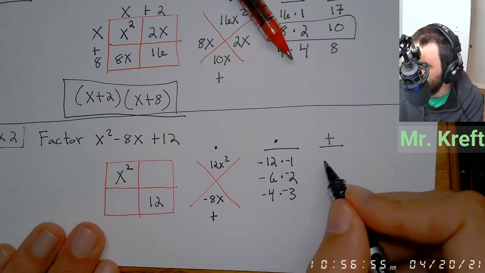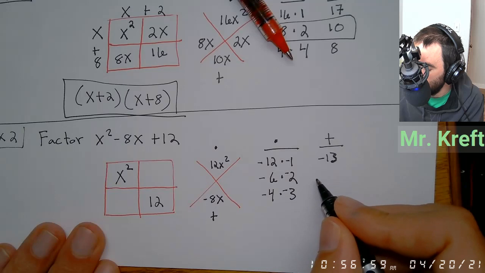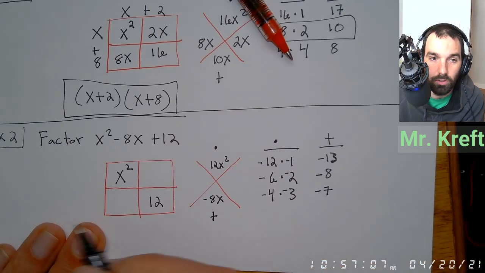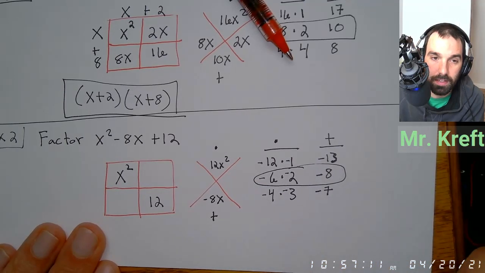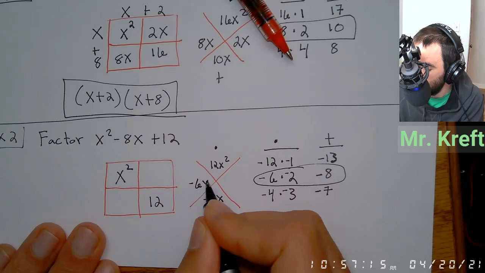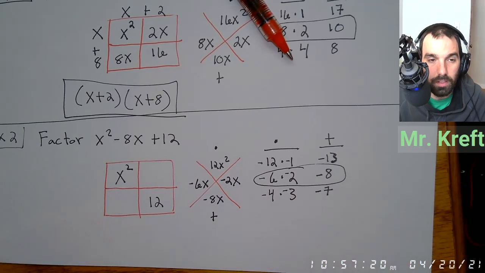So if we add up these two negatives, I'm going to get negative 13. This one would be negative 8. And then this one would be negative 7. Okay. So which one did we want here? We want the one that adds up to negative 8. So it looks like my two numbers are going to be negative 6x and negative 2x.